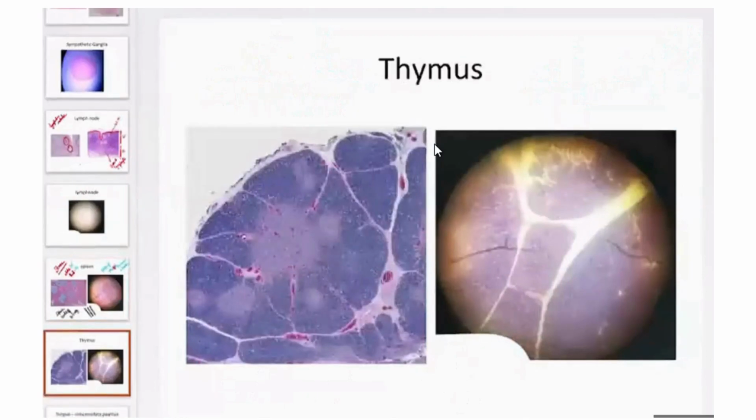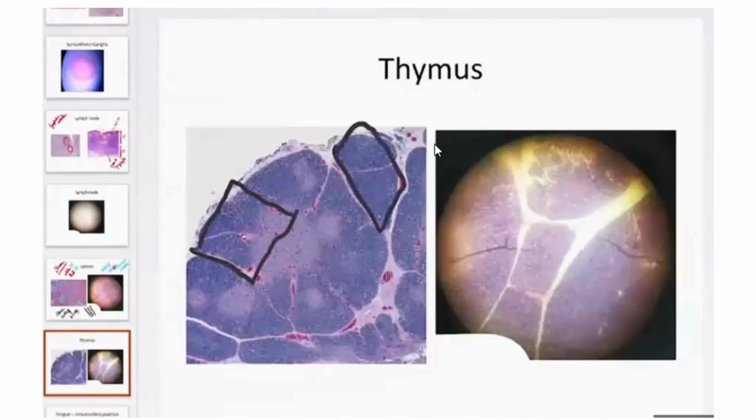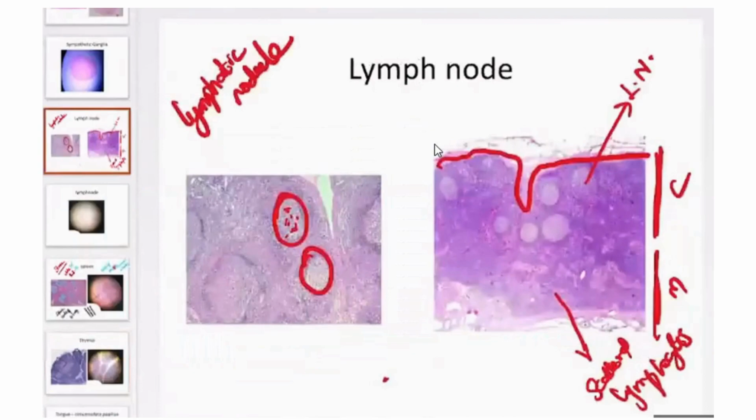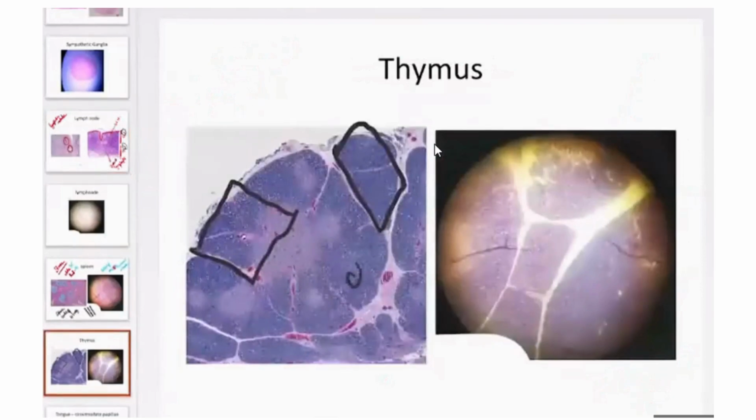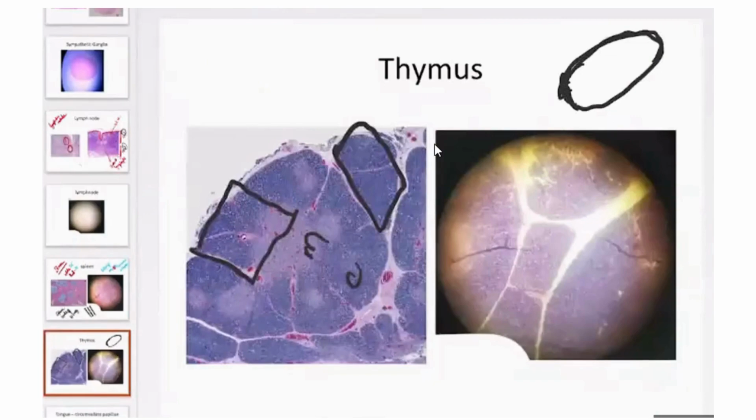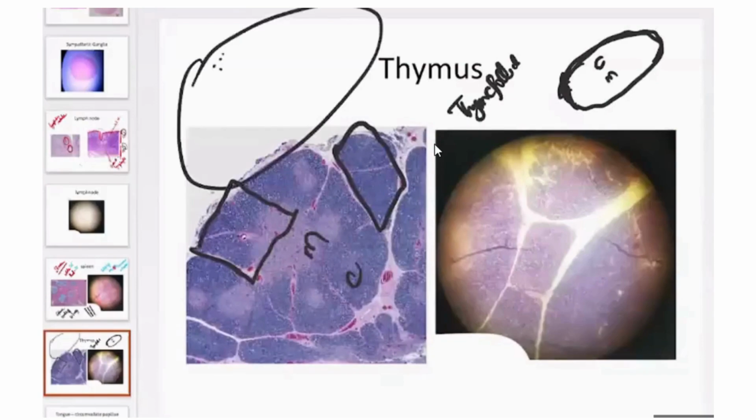Thymus: you concentrate on one follicle alone. This is divided into cortex and medulla. Thymus is also divided into an outer cortex and inner medulla. This is one thymic follicle. If you take this, this is cortex, this is medulla, right? On the cortex, you get aggregation of lymphocytes. Everything is T lymphocytes. B lymphocytes are smaller in number.